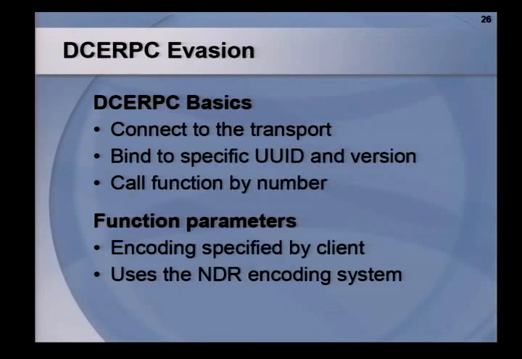So the basic how DCRPC works, you connect to a transport. You either connect to a socket, or you're on SMB and you say open up this pipe so you can connect to a service. Then you say I'm going to bind to a UUID, a UUID of a specific service you want to bind to. So you say I want to bind to this UUID and this version of that service. And then you say I want to call function 4, and then you pass a bunch of arguments. So that's the basics of how it works. All the encoding of how the data is being transferred is handled by the client, and it uses what's called NDR for encoding of all the data.